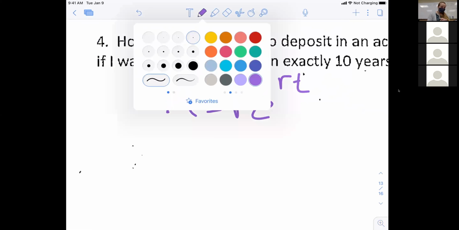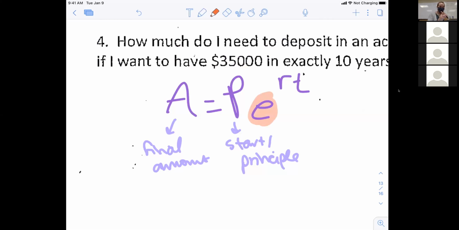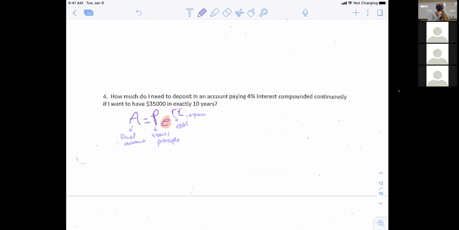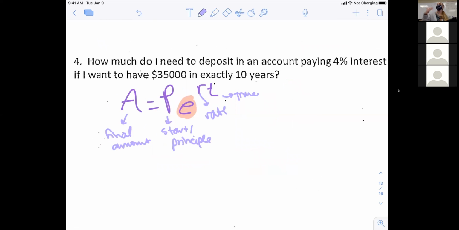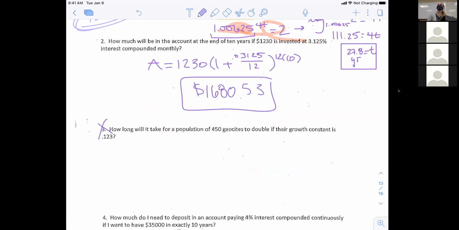A, R, and T are exactly what they were before. A is the final amount. P is my start or my principal. E is the constant in your calculator. Again, make sure you plug that in. R is rate, and T is time. So we're doing exactly the same thing. We just don't have a compounded number. Oh, number 2 was 1,680.